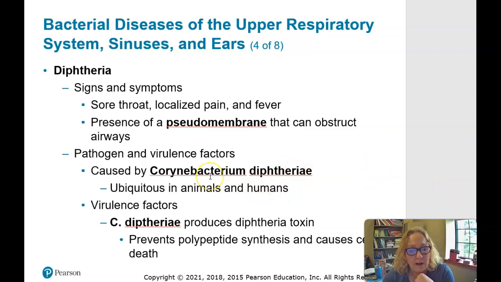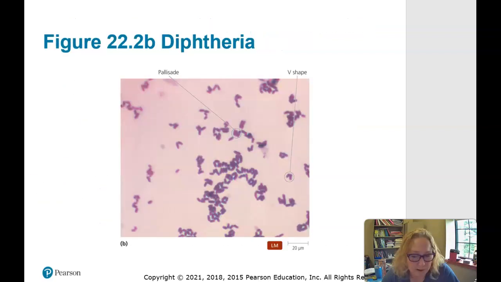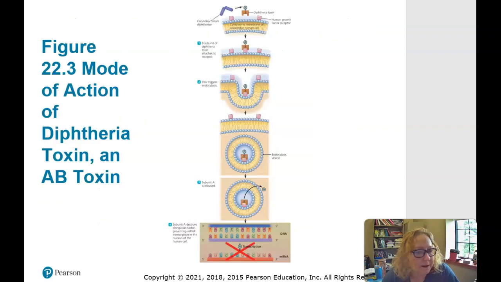It's caused by C. diphtheriae, and it produces the diphtheria toxin, which prevents polypeptide synthesis. Here's what it looks like, little diphtheria under the microscope. So essentially we have our diphtheria toxin. It binds to a receptor on the outside of the membrane, right? And then what does it get? Endocytosed, right? We're endocytosing that thing, cell eating. Then it's just an endocytotic vesicle hanging out here. What could possibly go wrong?